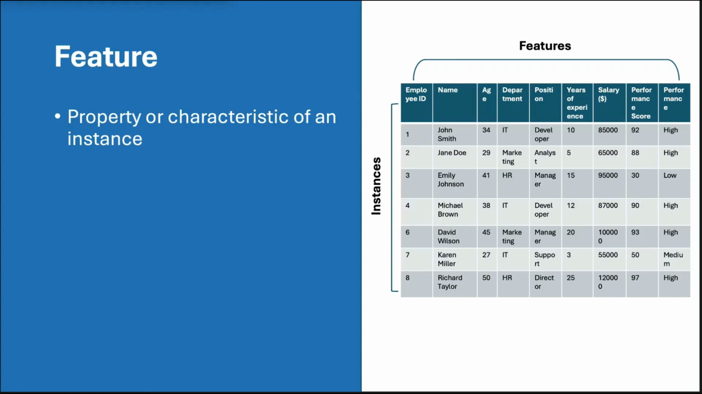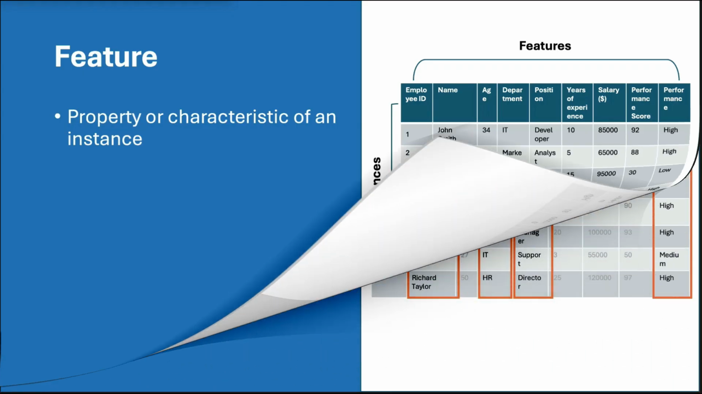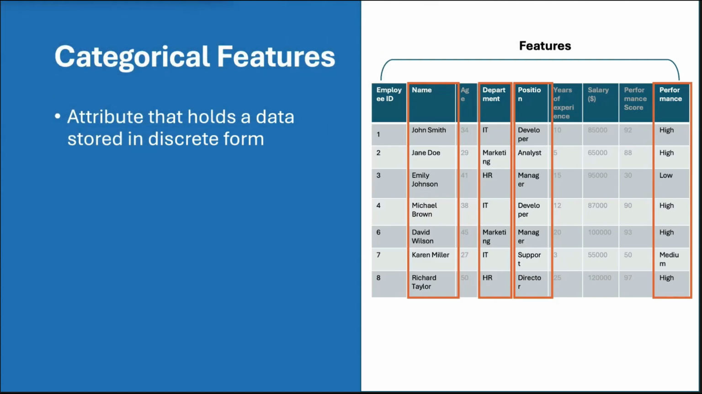Each instance is characterized by a set of attributes or features. A feature refers to a column of the data and represents a property or characteristic of an instance. Features are sometimes called variables. For instance, in our employee example, attributes like employee name, salary, department, position, and years of experience are all features of an employee instance.